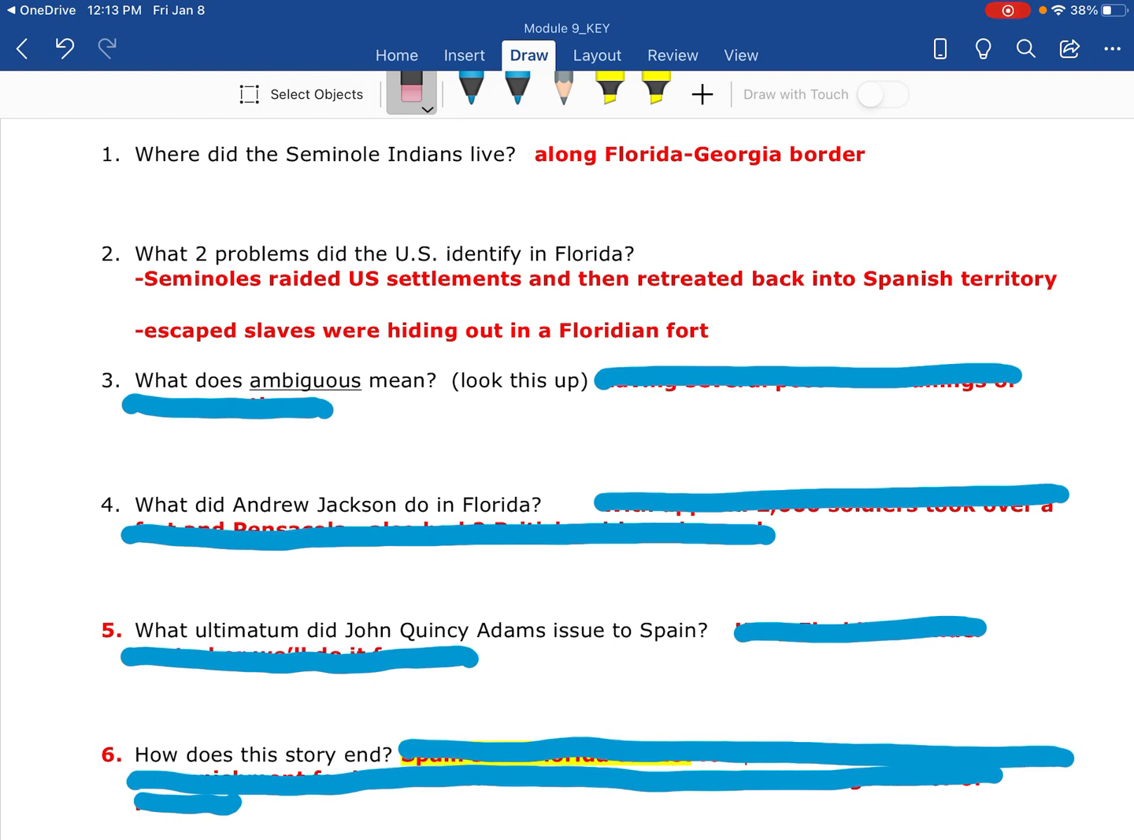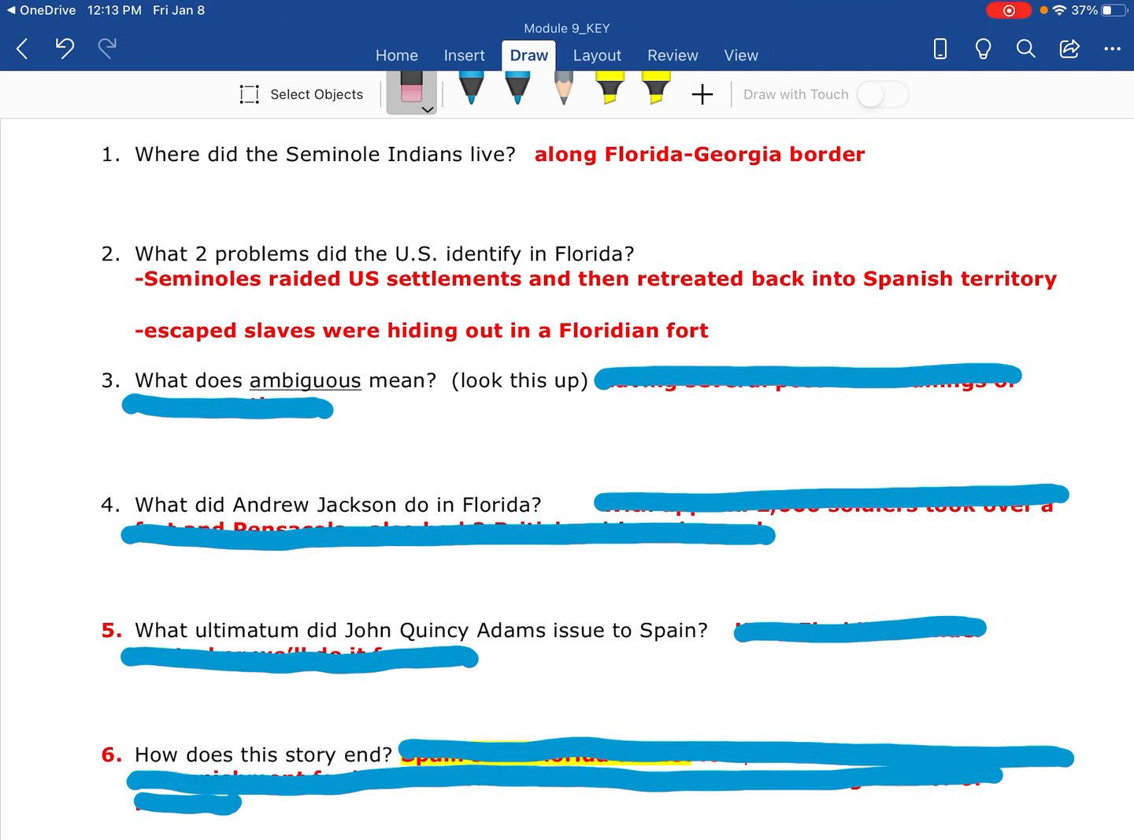Also, escaped slaves were hiding out in a fort in Florida, and that's making the plantation owners down in Georgia upset because that's mostly where they're coming from. They come from Georgia, they go down into Spanish territory, and they're being hidden there. Spanish people, Native Americans down there, they're all kind of working together to hide these escaped slaves, and the slave owners are getting upset about it. There are British people in Florida as well, and they are involved according to the Americans.